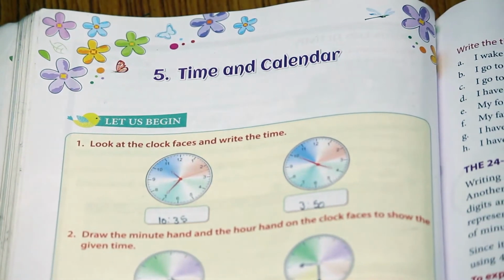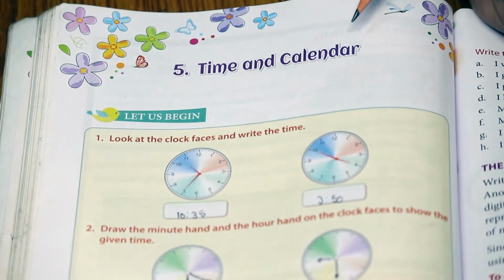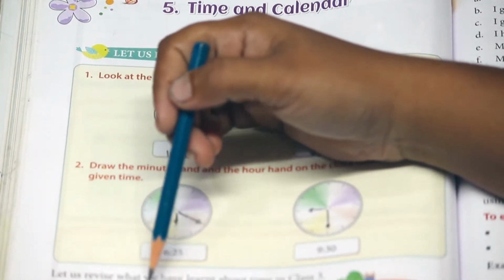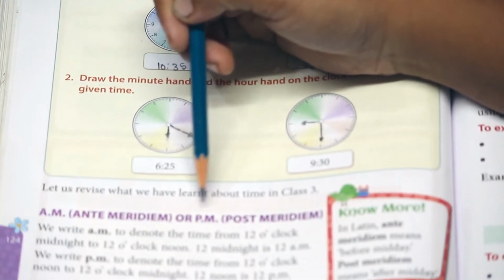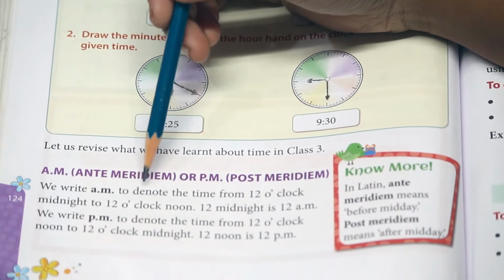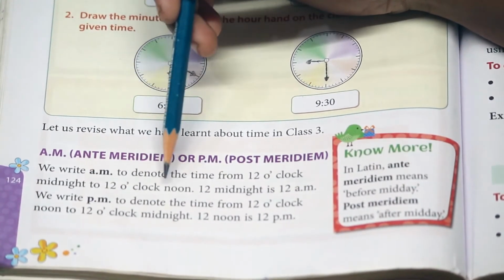Today we are going to take a new chapter, chapter 5, time and calendar. Then our first heading is AM. AM means ante-meridiem and PM means post-meridiem. We write AM to denote the time from 12 o'clock midnight to 12 o'clock noon.